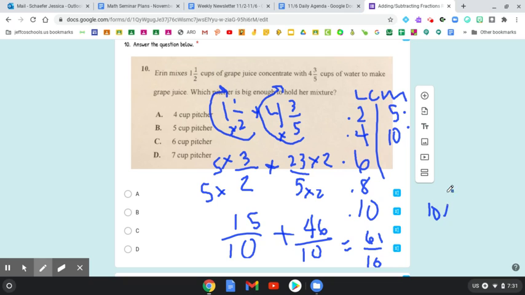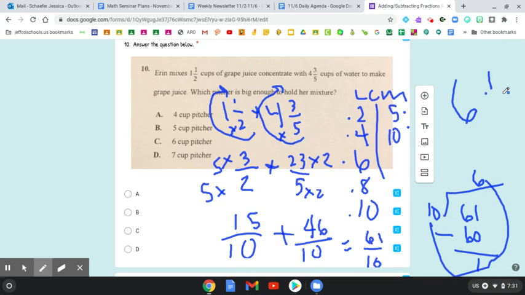I'm going to do the long division and figure out how many times 10 can fit into 61. It's going to fit in 6 times for 60 with 1 left over. So I need to have something that's going to fit at least 6 1/10 cups of juice. So if I think about my options here, a 4-cup pitcher is too small, a 5-cup is too small, a 6-cup is even too small because I have 1/10 still here that would need to fit in. So the only pitcher that's big enough to hold everything would be a 7-cup pitcher.